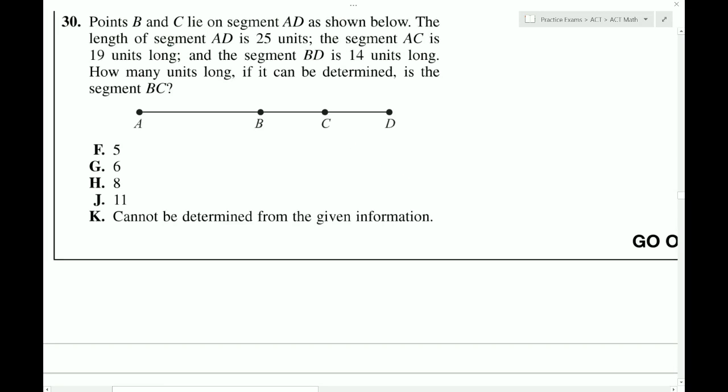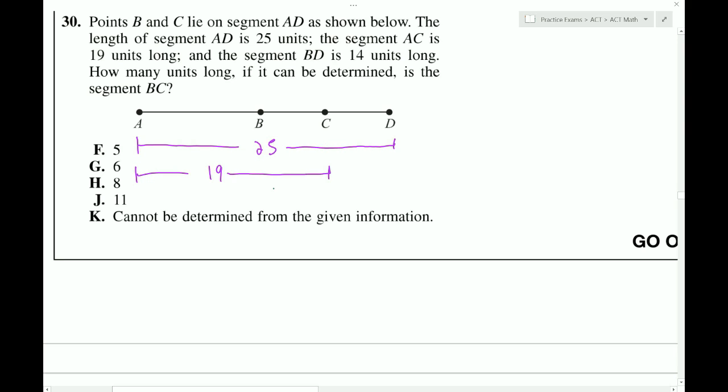Question 30. Points B and C lie on segment AD as shown below. The length of segment AD is 25 units. Okay, so AD is 25 units. So I like to draw it like this. Sometimes people use the curly stuff, but I think this is a little neater. Segment AC is 19 units long, so that's A to C is 19.